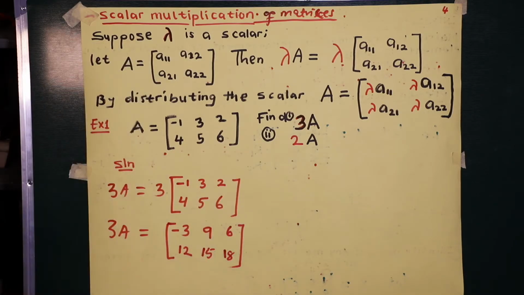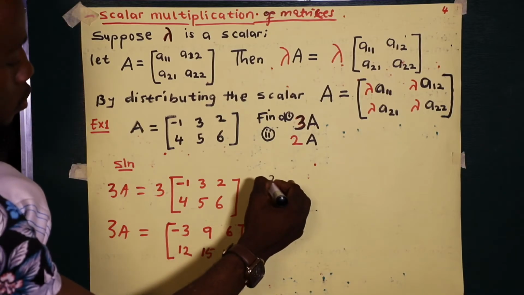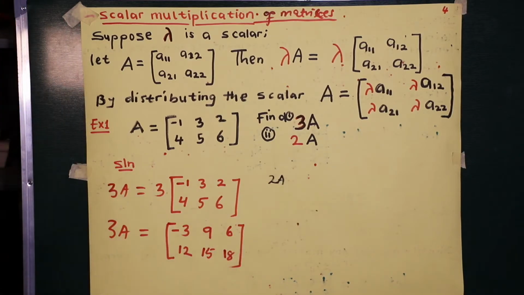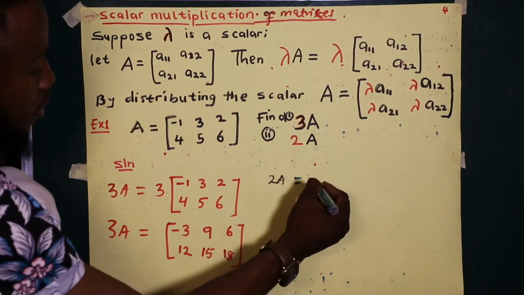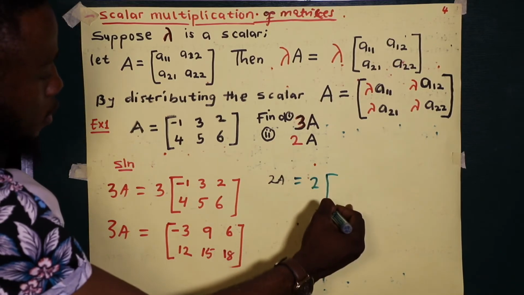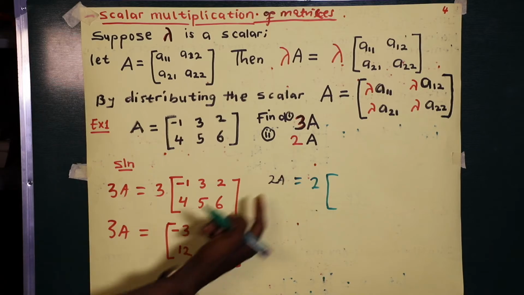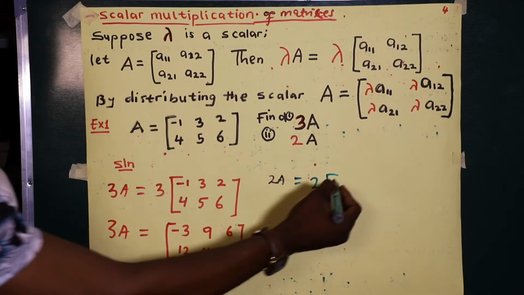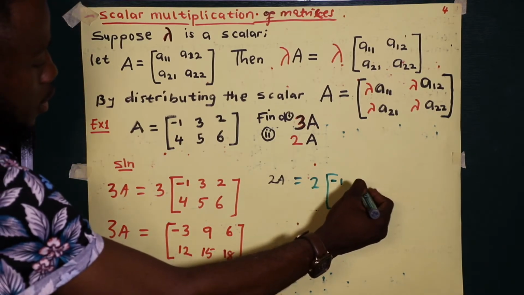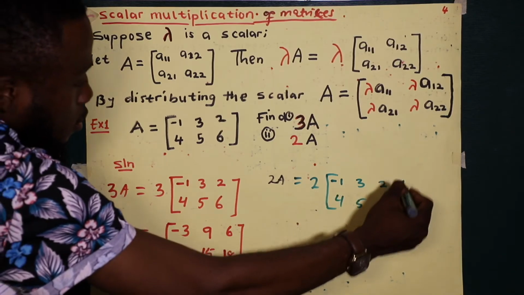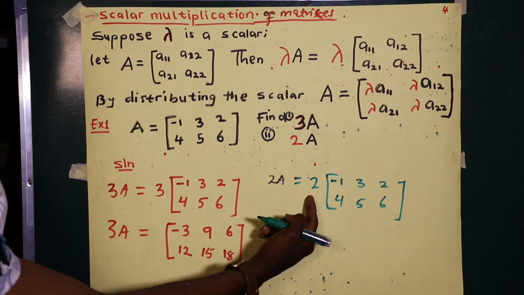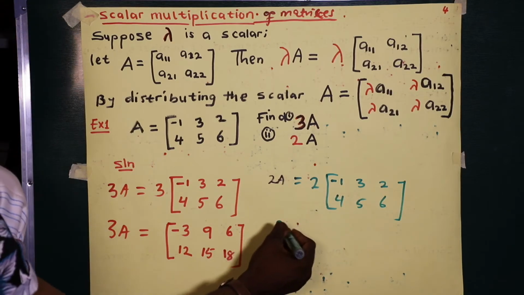Let's find 2A. The matrix of 2A will be equal to, keep the 2, then open the matrix of A. Put the value of A: minus 1, 3, 2, 4, 5, and 6. Then now distribute 2 to the matrix.